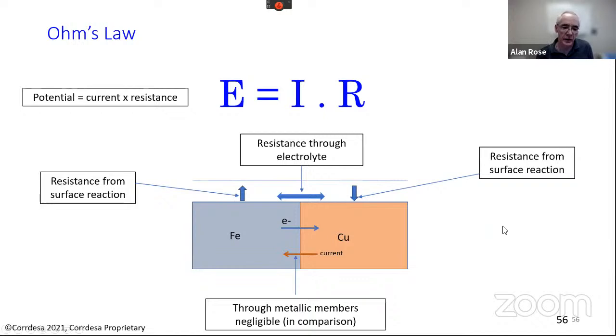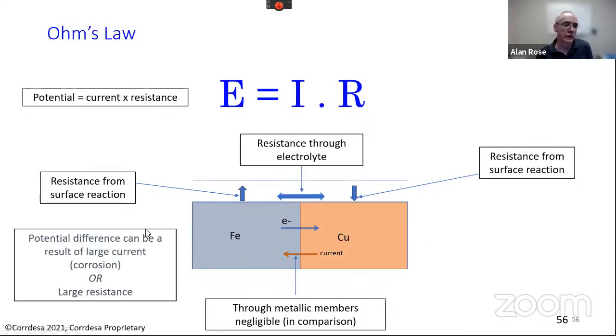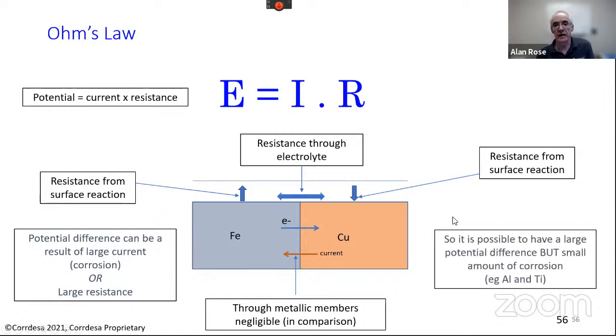And the way I like to think about it, of course, from the copper to the iron is virtually zero resistance compared to all these other resistances. So you can have a large potential difference because of a large current and a small resistance, so a large current being a large corrosion, or you could have a large resistance, which, like in the case of titanium, if you have the large resistance, you have a small current, and hence, the titanium didn't cause as much corrosion on the aluminum.